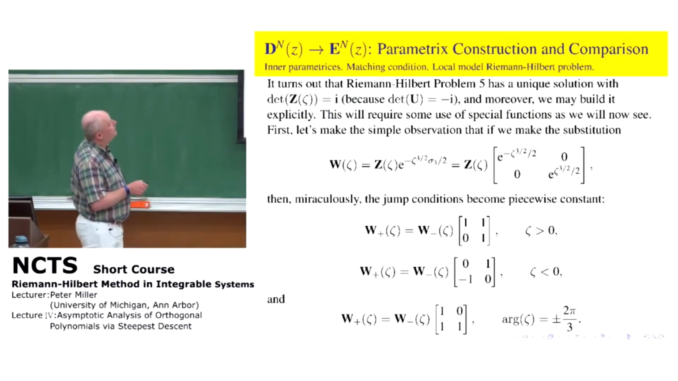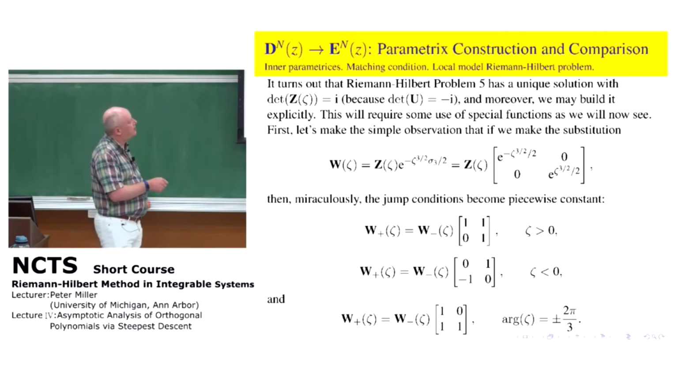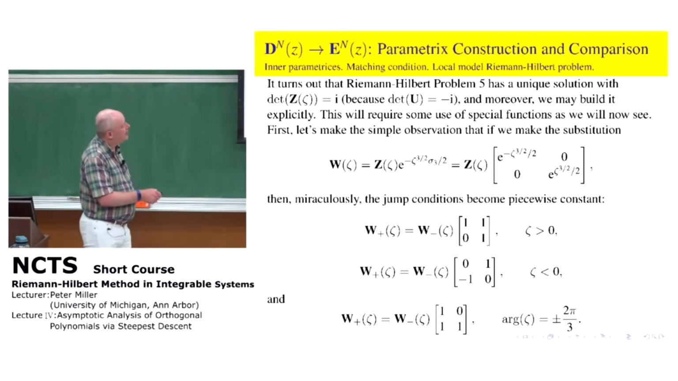So it turns out that this problem has a unique solution whose determinant is exactly 1, which, by the way, is just the determinant of our matrix U that showed up in our eigenvector computation, being minus i, I'm sorry. And moreover, we're going to build this matrix Z explicitly. So the first step is to notice that if we take the Z matrix and multiply on the right by this factor, e to the minus zeta to the 3/2 sigma 3 over 2, then it turns out that in terms of this W, the jump conditions for the problem become a lot simpler. They're piecewise constant. So that exponential has been peeled off completely by this transformation.